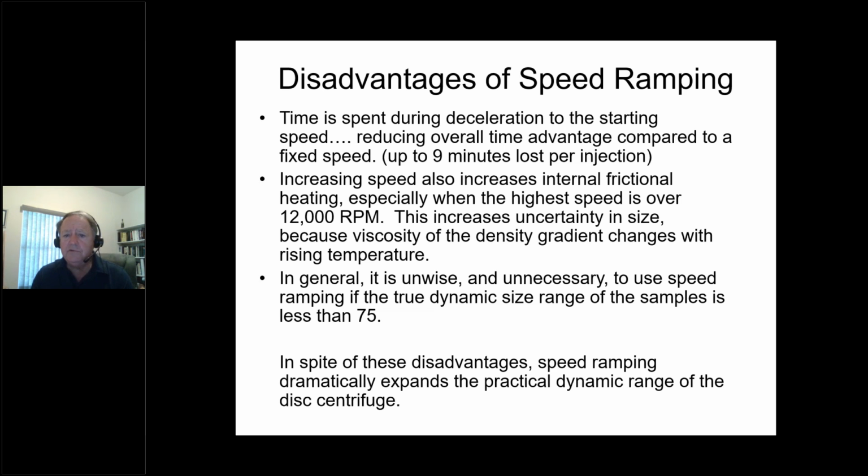Increasing speed also increases internal air friction and heating. So if the maximum speed is over 12,000 RPM, that means that during the run, the temperature inside the instrument is changing. And because the temperature is changing, there is some uncertainty in the density gradient viscosity. Fluids generally become less viscous as the temperature increases. So there's an uncertainty in the measurement results, not large, a percent or two, but it is there. In general, it's unwise and unnecessary to use speed ramping if the true dynamic size range is much less than 75.